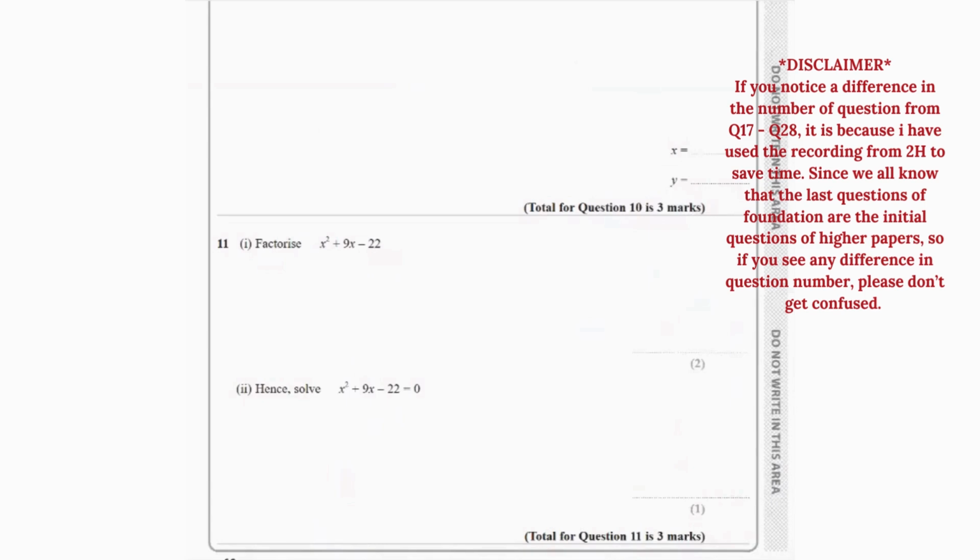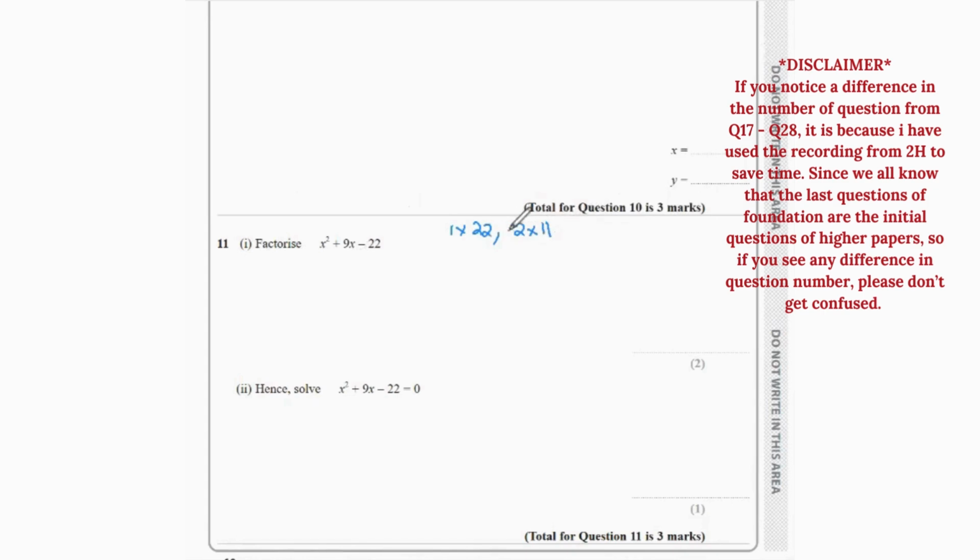Question 11 says factorize x squared plus 9x minus 22. To factorize this, you can either use the quadratic formula or you can use splitting the middle term. If I use splitting the middle term, I multiply the coefficient of x squared with the constant, so 1 times negative 22 is negative 22. Then we find factors of 22. Factors of 22 are 1 and 22, and 2 and 11.